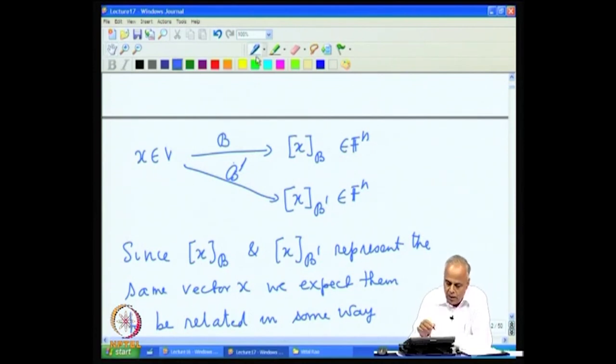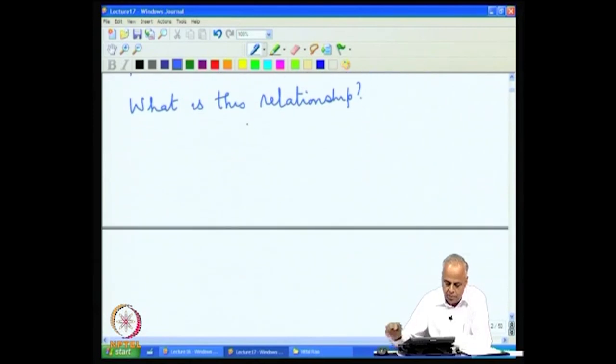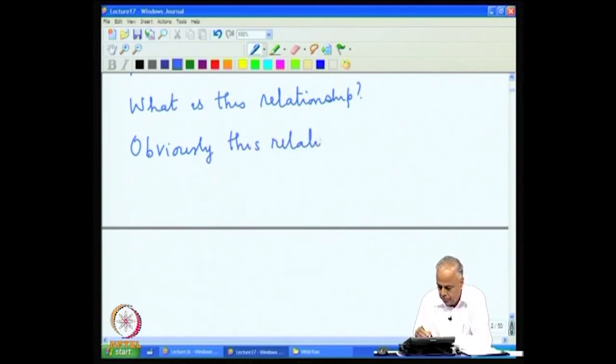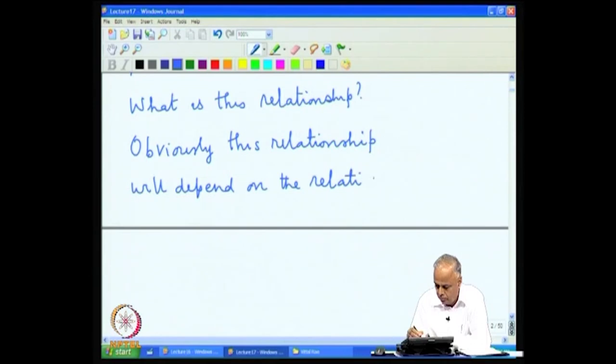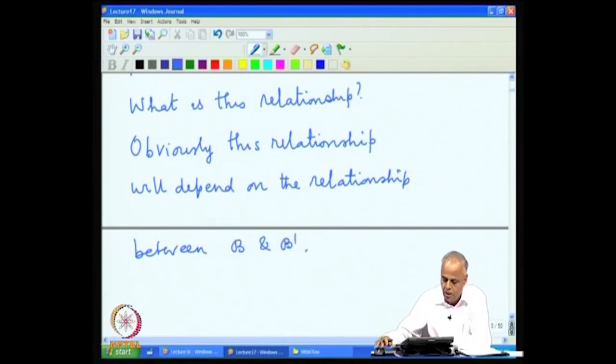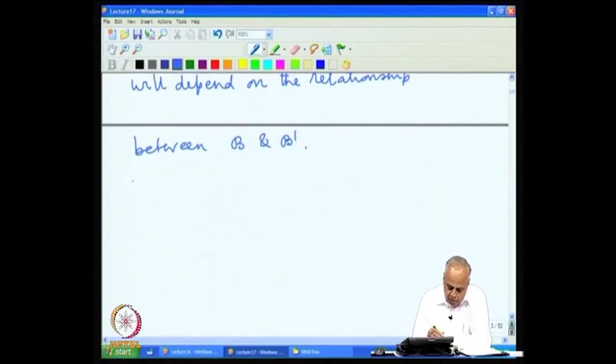So, we must now look at the connection between xb and xb prime. Obviously, this connection, this relationship, will depend on the relationship between the two ordered bases B and B prime. Now, therefore, we must ask, how do we find this relationship?